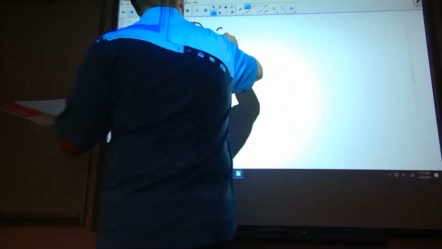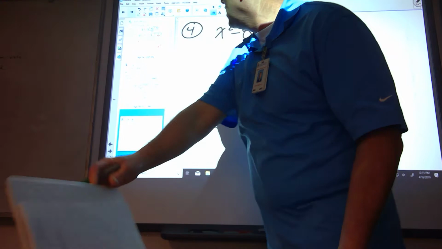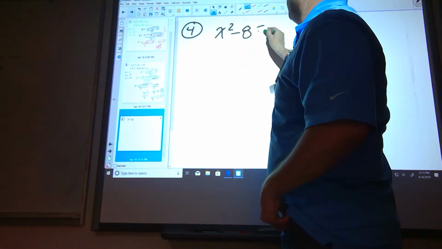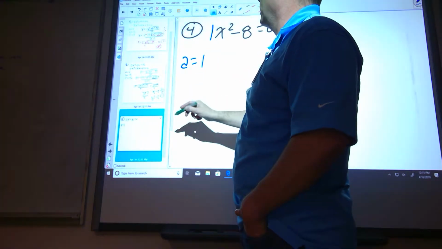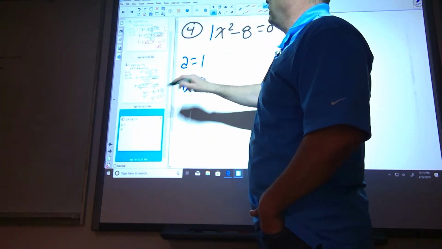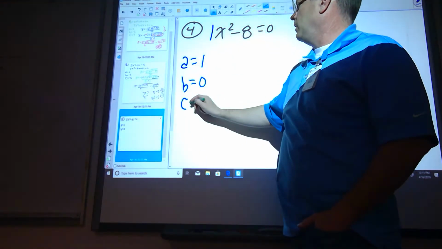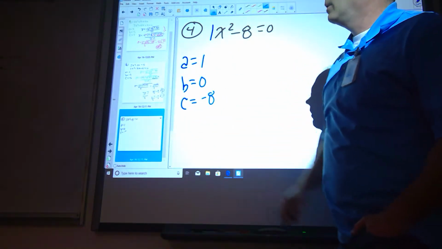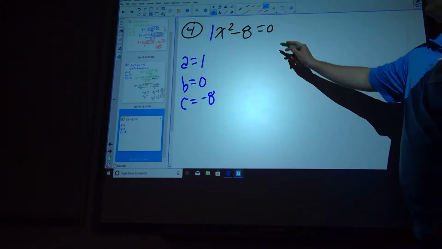X squared minus 8, that one? And that's equal to 0. All right. So this one, my A value is 1. My B value is not there because there's not an X term. And my C value is negative 8. Everyone good with how I identify those?